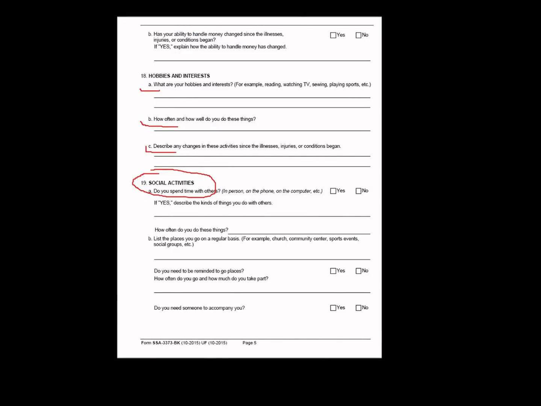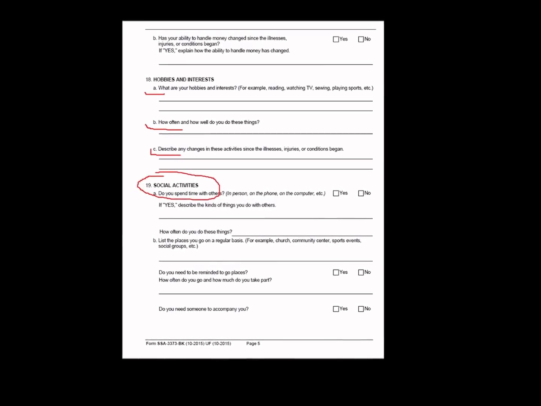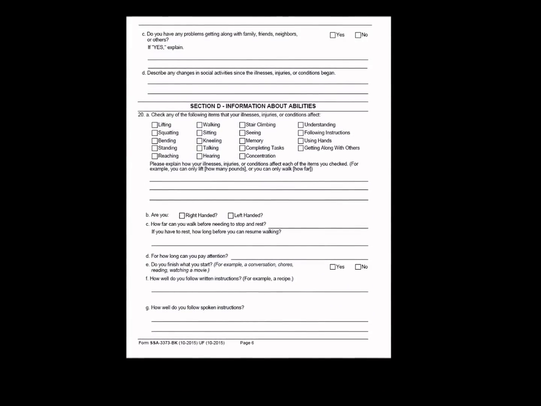Is it you going to spend time with them, or do they come spend time with you? Do you need to be reminded to go places? Do you go to the ball? Do you go to the movie theater? Do you go to the restaurant? Remember, you don't want the government to fill in the gaps for you. You're laying it out for them so that they can understand.